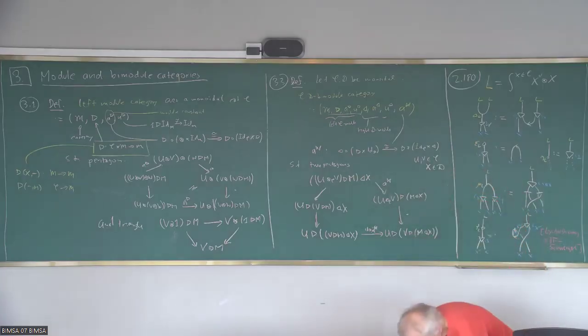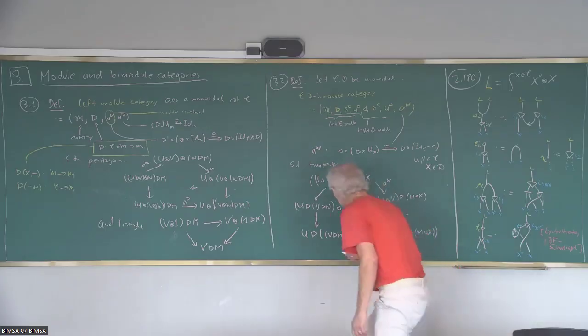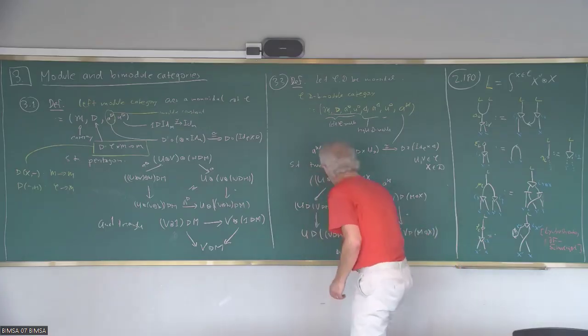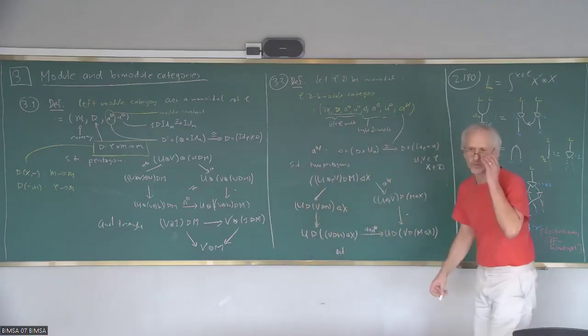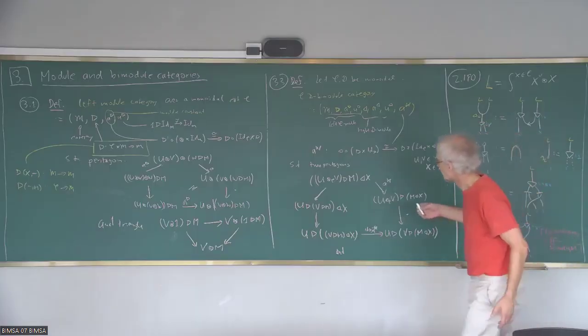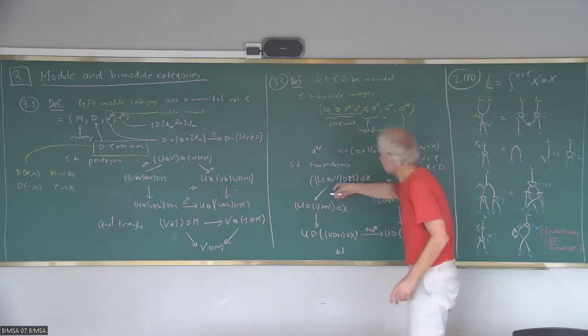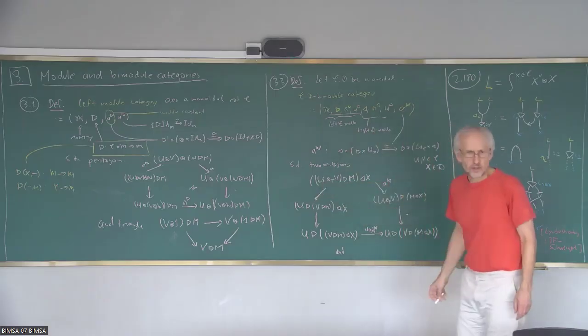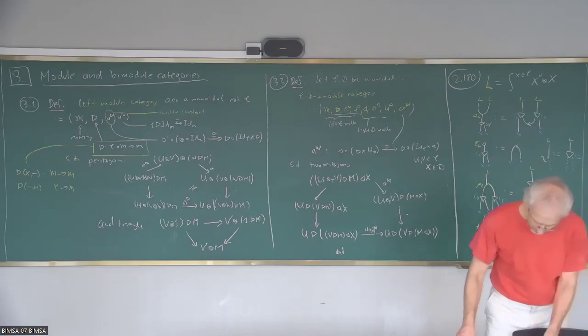And then there is a second pentagon, which I don't write down. This would be an exercise to fill in the full labels here. And the other pentagon is where you have one object of C and two objects of D.